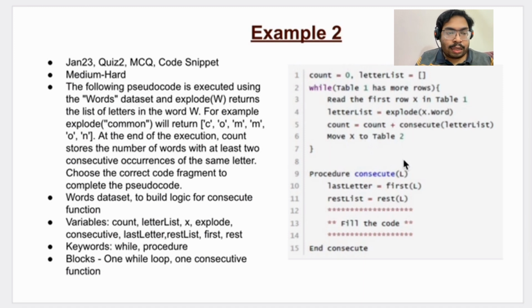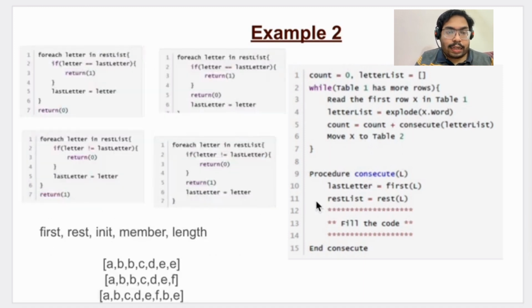Another thing here is, in the lecture itself you will find this type of list functions, like first, rest, init, member, length. First will give the first element of the list, and rest will give the remaining elements, and member will tell whether it is a member of that list. Length is the number of elements in it. So you need to have a basic understanding of these, then only you can crack the question.